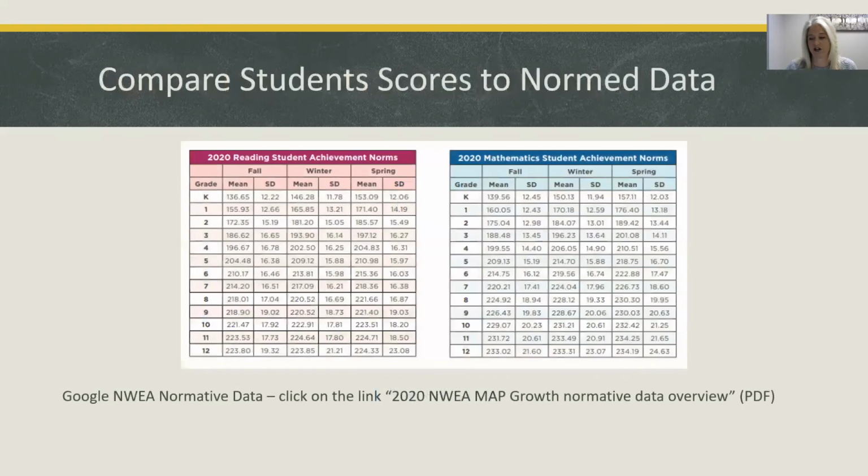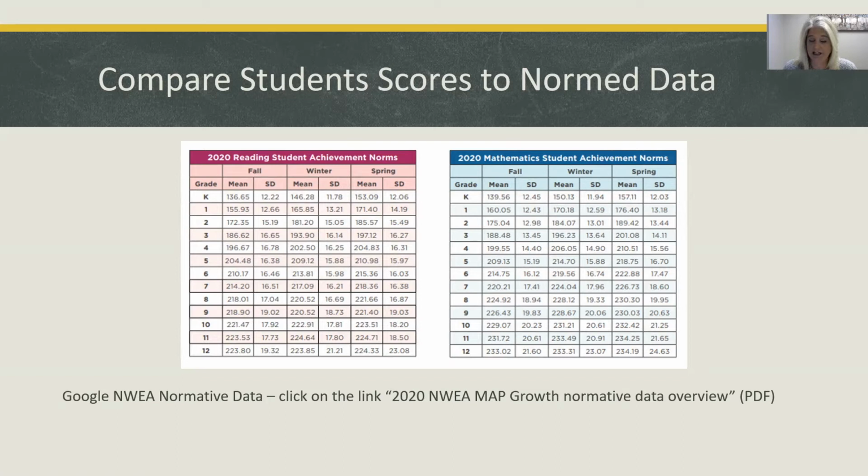So to get started, we want to look at the charts. We want to look at the tables with the RIT scores and talk about normed data and what that means. If you do not have your RIT tables at any point in time, this is just a little tip that I used when I used NWEA in the building. Sometimes I would have to go Google, and so I just want to let you know that you can do that. You can Google NWEA normative data.